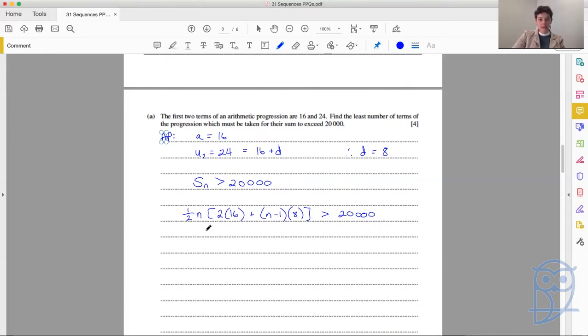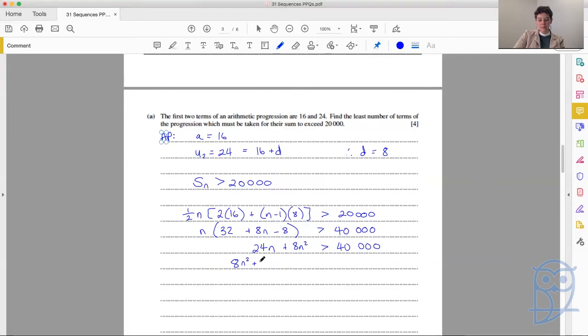So we can then say that n, this is 32 plus 8n minus 8, and this is bigger than 40,000, just clearing that fraction to get it out of the way. So then if we open up, 32 minus 8 gives us 24 times n, so 24n, and then n times 8n would give us plus 8n squared, still bigger than 40,000. So we've obviously got a quadratic forming here, and there's an inequality, so keeping our eyes on everything.